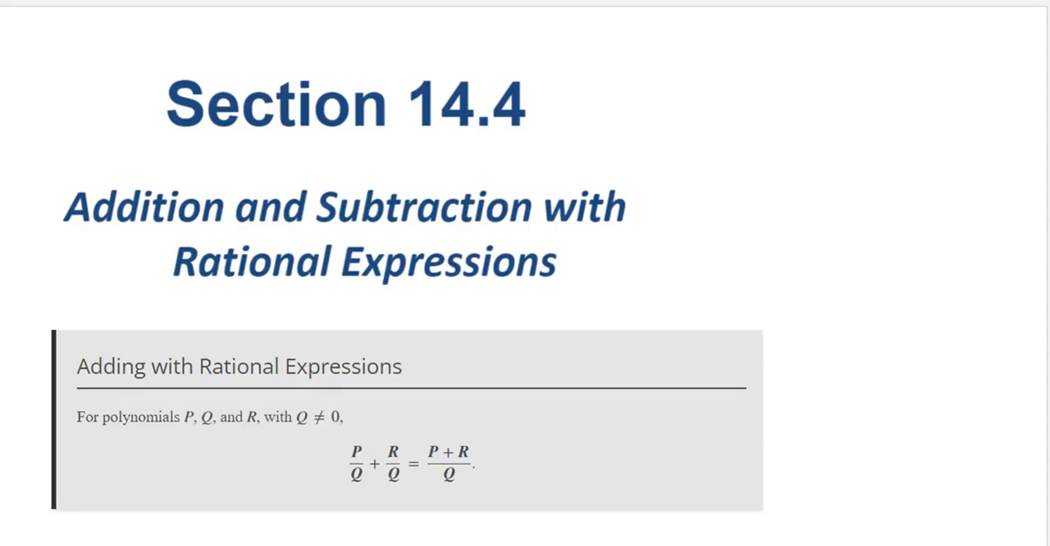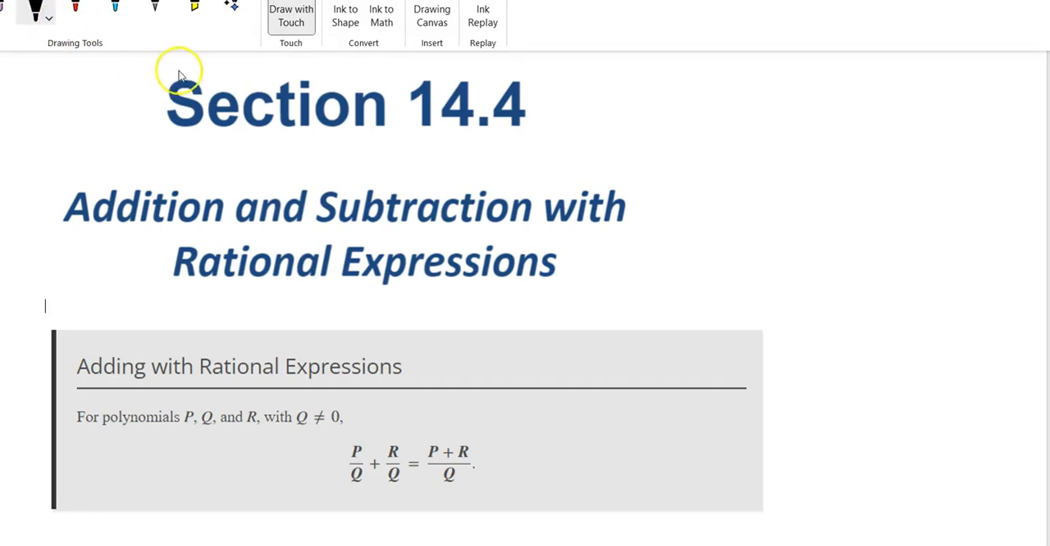Alright, section 14.4, addition and subtraction with rational expressions, moving on from multiplication and division. The way you would think about these, if you notice from the example given below, is that we're going to add and subtract these the exact same way in which we would add and subtract regular fractions.